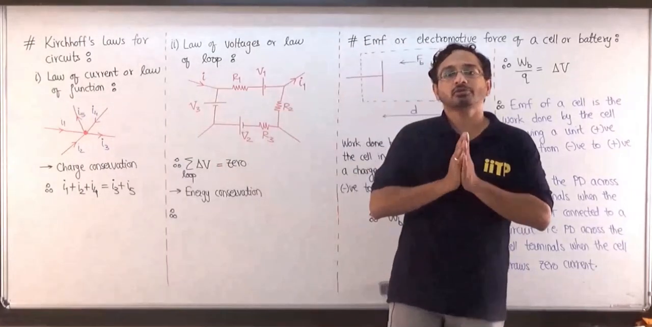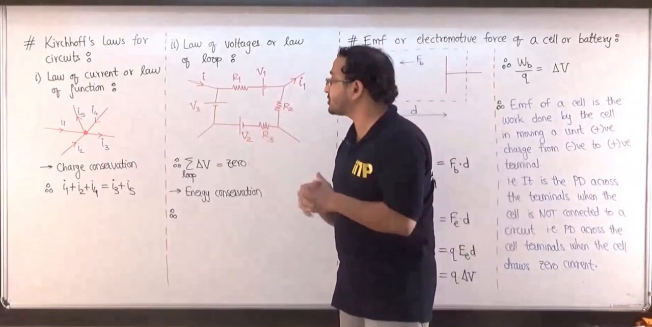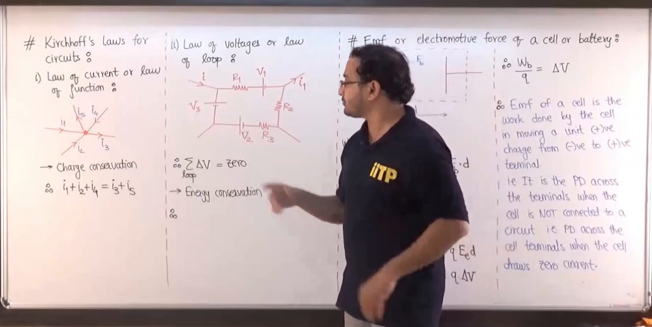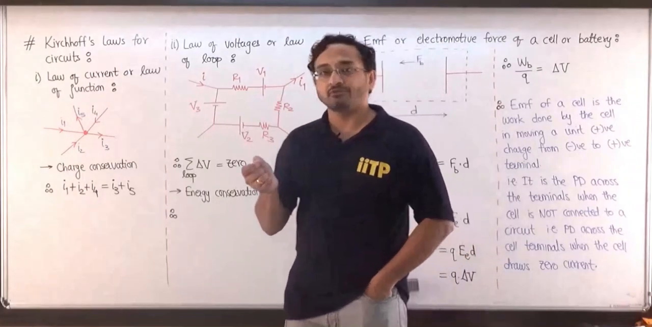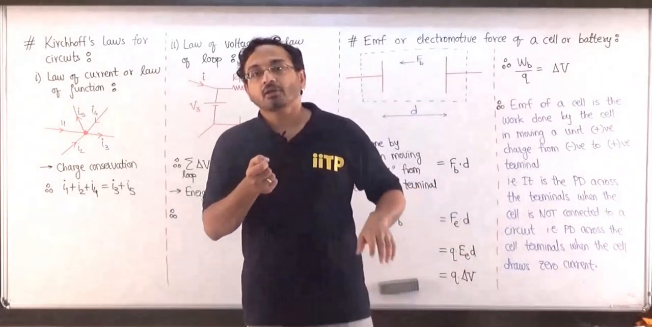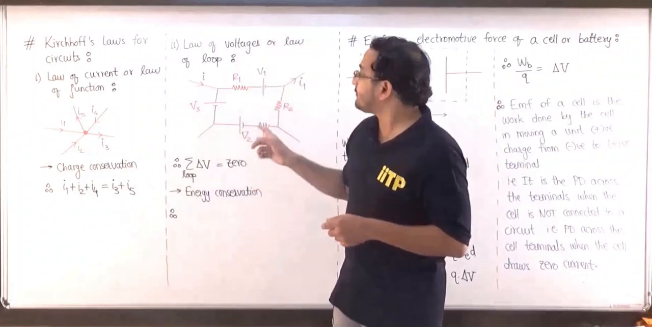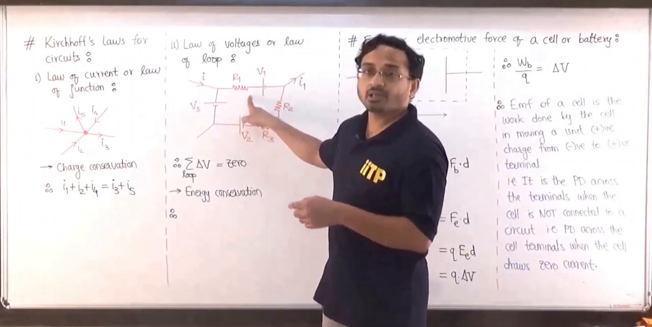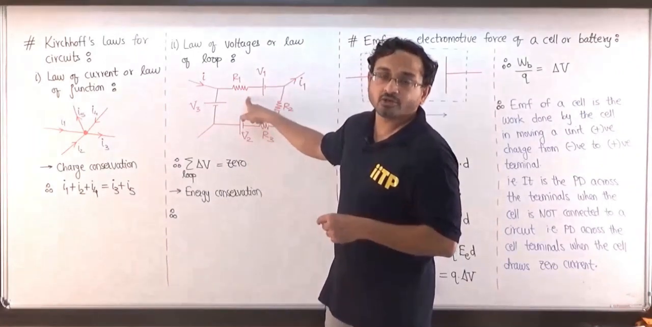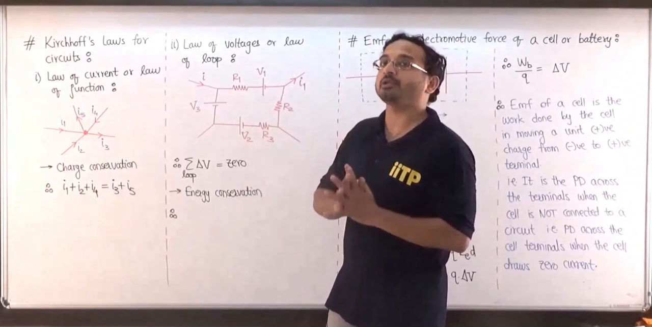Now, one of the most important things that we have to understand in application of Kirchhoff's law, especially the second law, the voltage law, is that we have to choose a sign convention. That sign convention is this: if you are going over a branch, over a resistor, in the same direction as the current, then the voltage or the potential difference across the resistor is negative. I'll repeat.